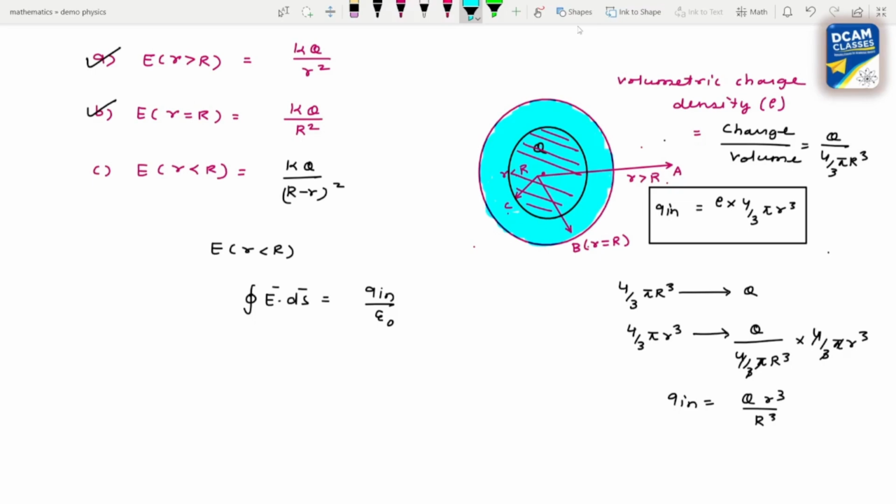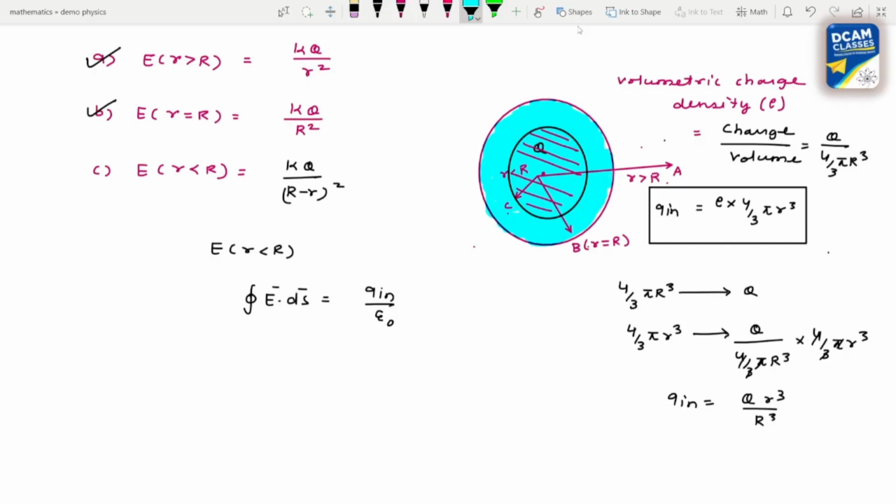See, actually this total charge is present inside the volume of the sphere, correct? Uniformly. Now if you try to calculate the charge per unit volume, which is volumetric charge density, means you are trying to calculate the charge which is present in 1 meter cube volume. So you will just divide the total charge with the total volume of the sphere. So you will get the volumetric charge density.